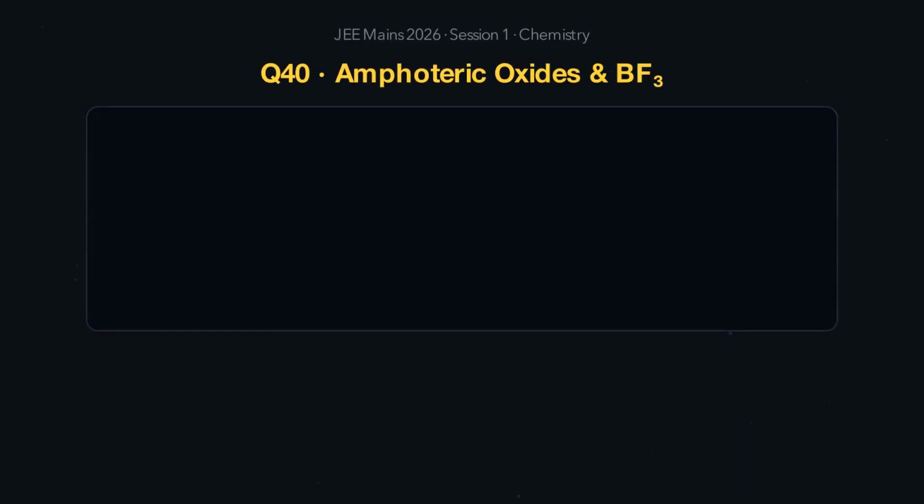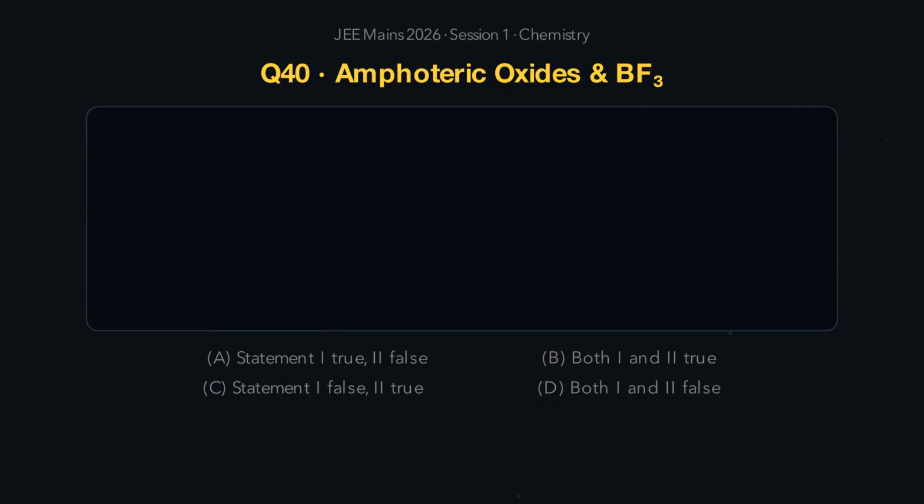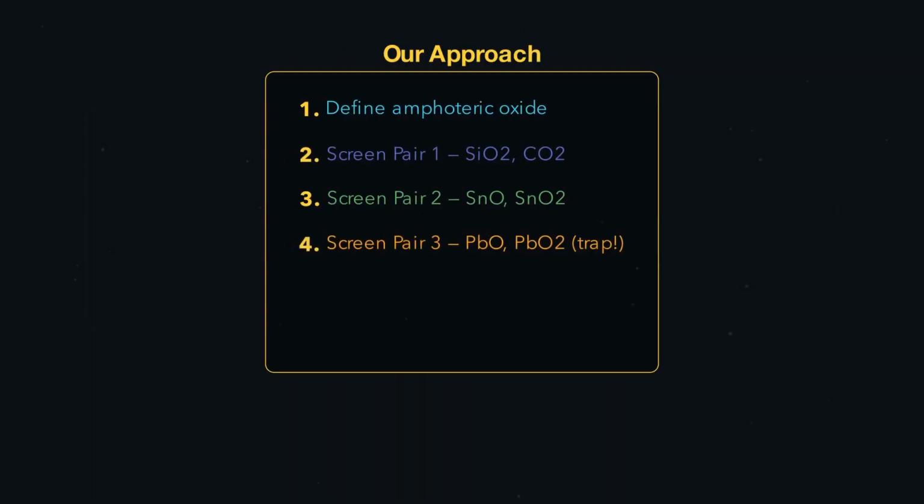4 pairs of oxides. We need to find how many pairs have both oxides amphoteric. Here's our approach. First, we'll define what makes an oxide amphoteric. It must react with both acids and bases. Then we'll screen each of the 4 pairs one by one. The key move is catching the PbO2 trap. Finally, we'll verify all 4 claims about BF3.